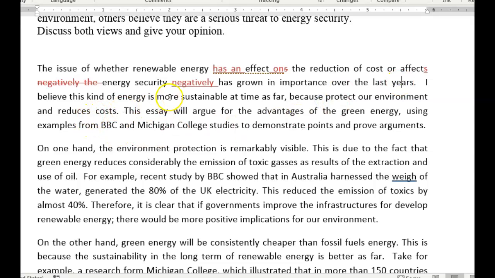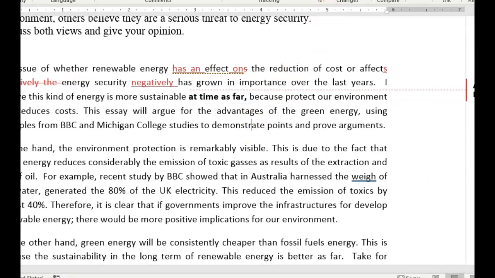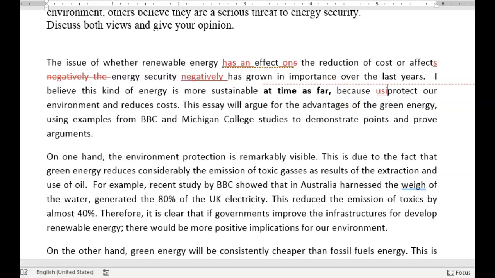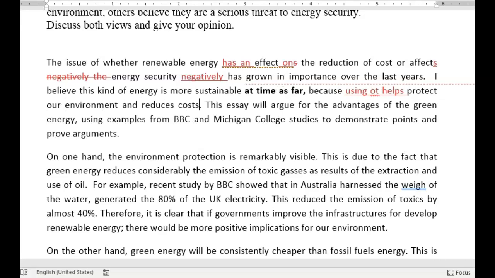Nice. "I believe this kind of energy is more sustainable at time as far." I'm not sure what you mean by this, and this means that you need to tell me what you mean and to rephrase it appropriately, because I cannot correct something that I don't understand. I can't even guess. Do you mean sometimes, or as long as? No, it doesn't work, because... "I believe this kind of energy is more sustainable because using it helps protect our environment and reduces costs."